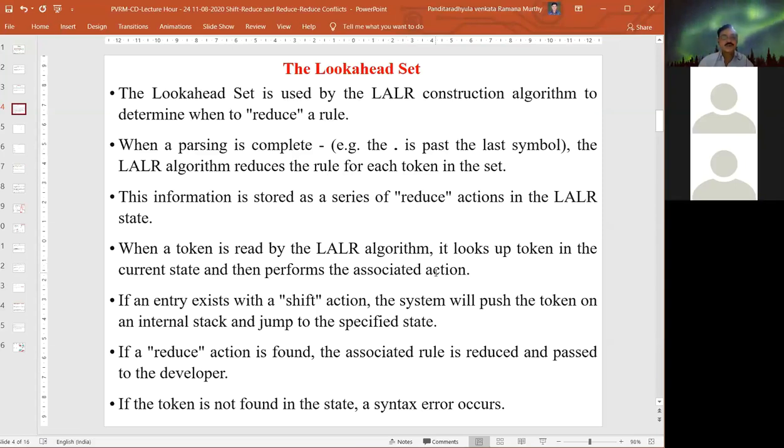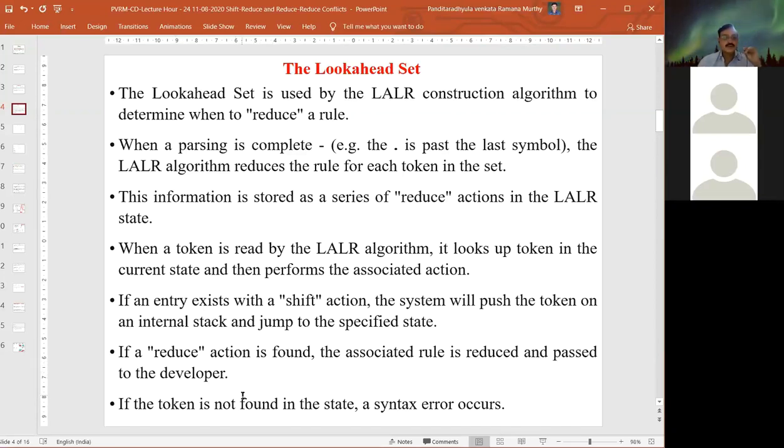If an entry exists here in the parser table as a shift action, the system will push the token on an internal stack and jump to the specified state. If the entry is a reduce action, the associated rule is reduced. The right side of the production is replaced by the left side of the production, and passed on to the developer, whatever it may be.